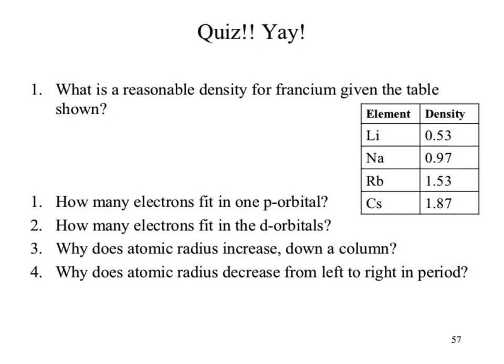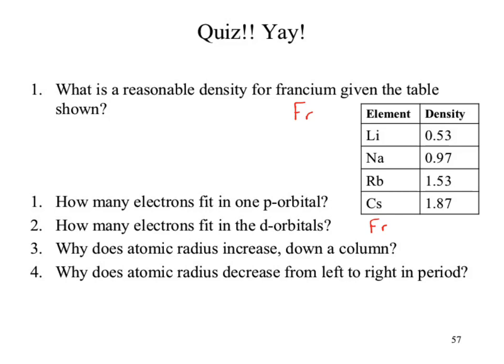I don't really have time for the quiz, so we'll kind of real quickly whip through this. What is a reasonable density for francium? So if we look at that data table, what we would have to do is decide where francium is with regards to those elements. So lithium, sodium, rubidium, cesium are all in the first column, and francium has the symbol Fr, happens to be underneath it. What would a reasonable density potentially be?